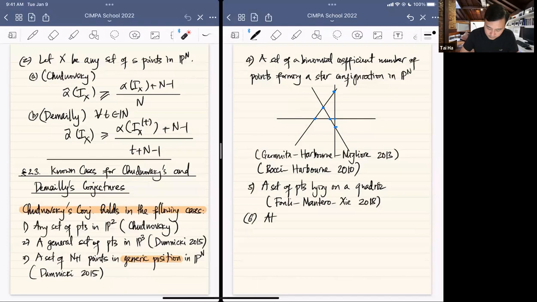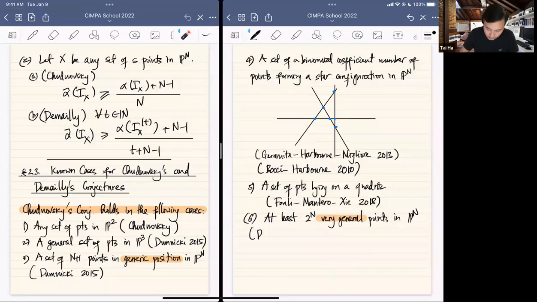At least 2 to the n very general points in Pn. So here again, you have a relationship between the points and the dimension of the ambient space. And we have a new terminology, very general set of points, which I'm going to return to and discuss in more detail shortly.